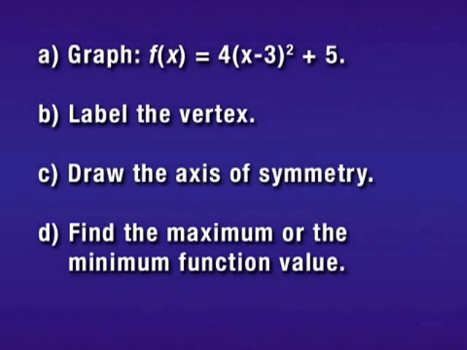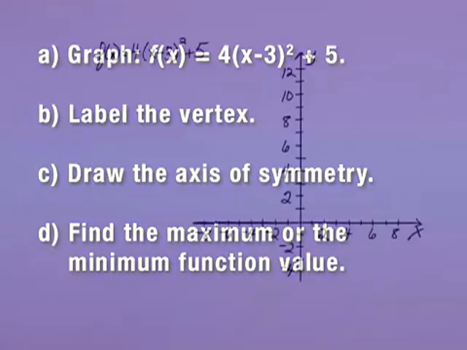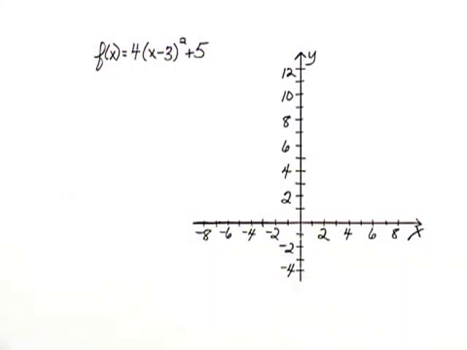A, graph f of x equals 4 times (x minus 3) squared plus 5. B, label the vertex. C, draw the axis of symmetry. And D, find the maximum or minimum function value. Let's begin by starting with part A, graphing the function.